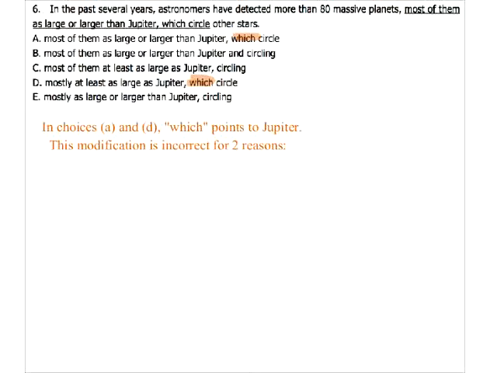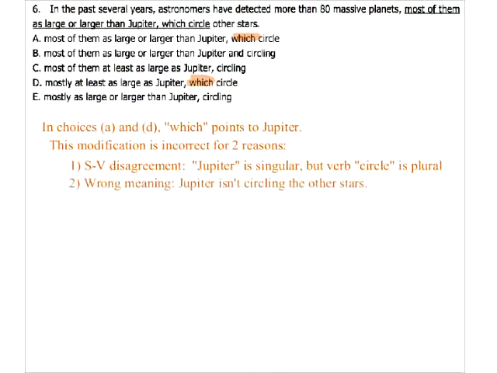One reason this modification is incorrect is subject-verb disagreement. Jupiter is singular. Correct. But the verb circle is plural. Then also there's the meaning of the sentence. Excellent. Remember not to be analyzing just grammar. In the meaning of the sentence, Jupiter is not what is circling other stars. The intended meaning is that the other planets that astronomers have found are orbiting other stars. So the intent is to modify the other planets. That's correct. So these are incorrect which modifiers.